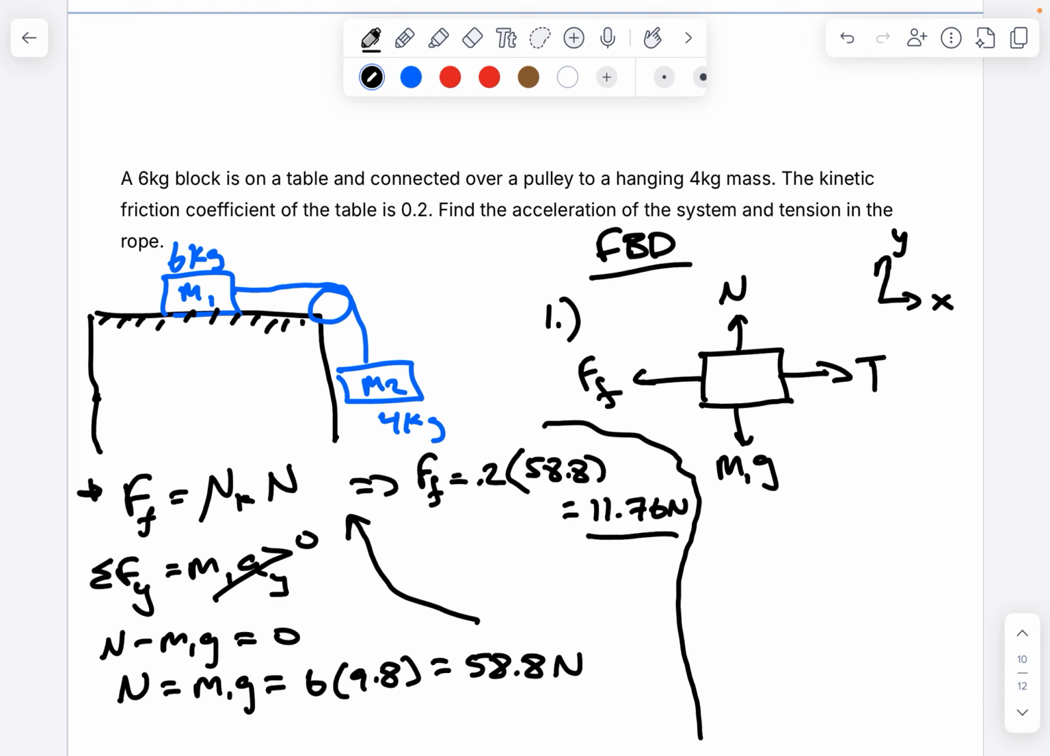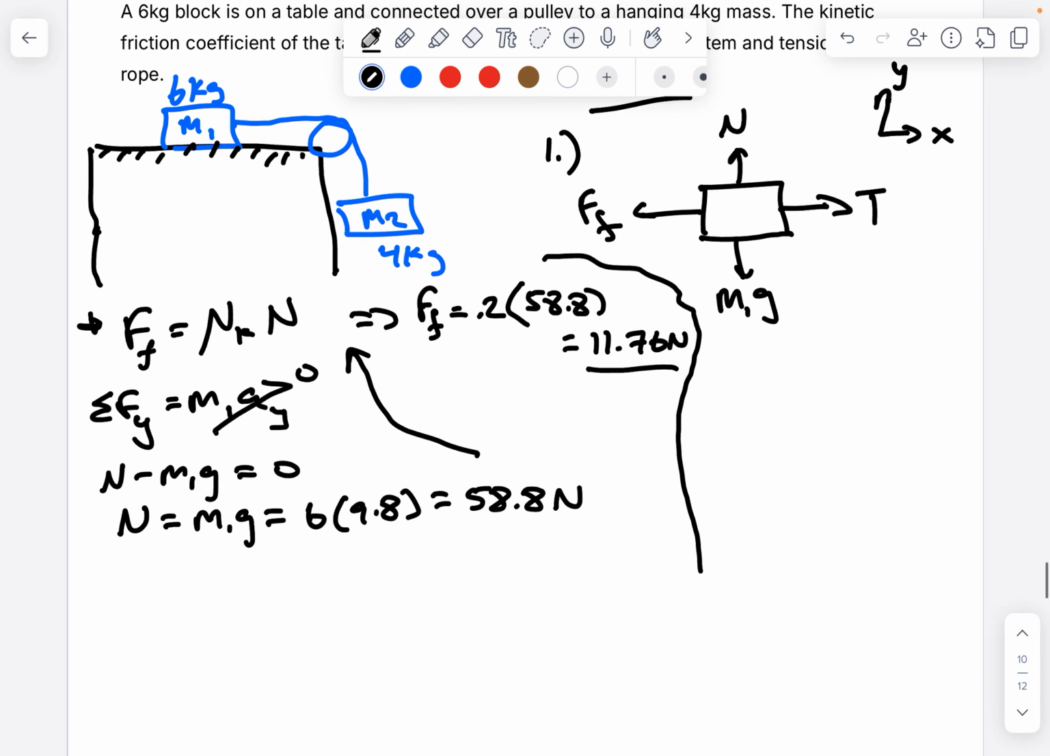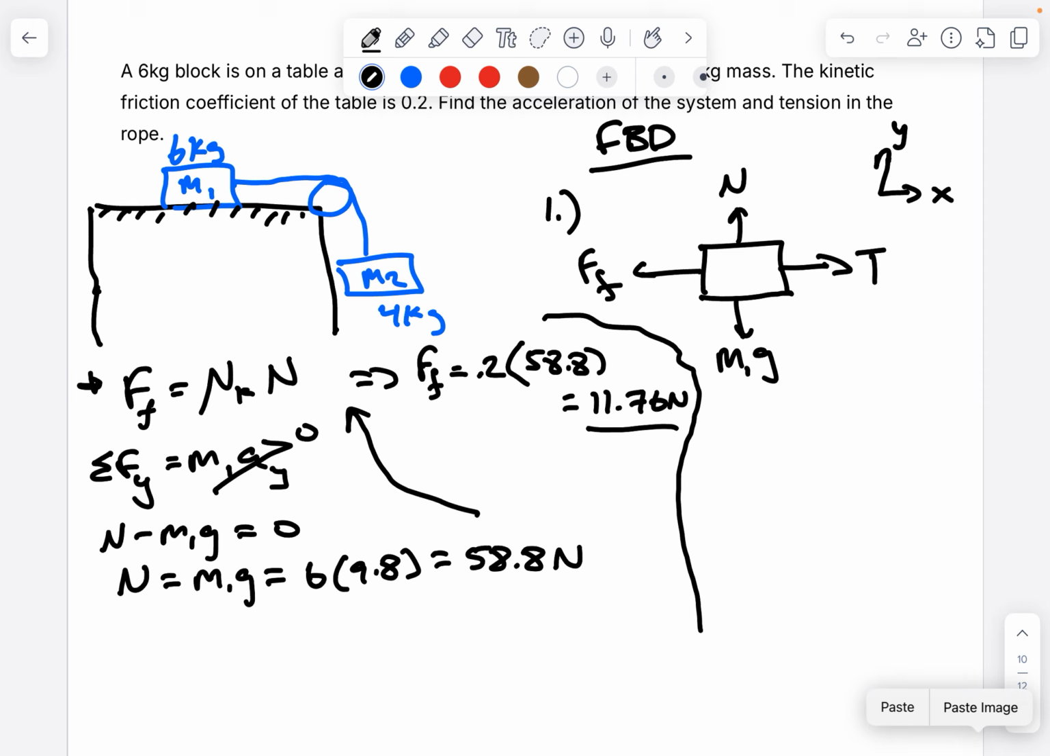All right, so that is how we get our friction force. Now let's solve Newton's second law in the x direction. The sum of forces in the x is equal to mass 1 times acceleration in the x. I'm just going to write a, because the acceleration in the x of this block is the same as the acceleration in y of mass 2. So I'm just going to write it as a, to help me know that they're the same.